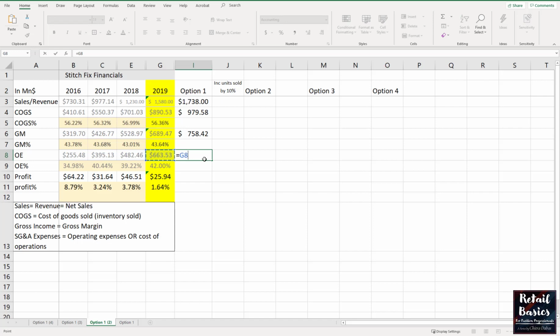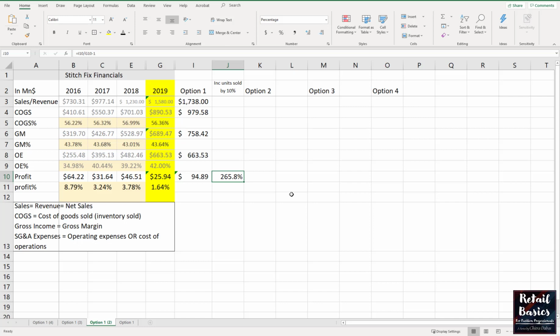Here what we are saying is that keeping the same cost of operations but using the same resources, we plan to sell 10% more. Cost of operations remains the same. The profit becomes equal to gross margin minus operating expenses, and we see it has immediately increased significantly. Forecasted profit divided by last year's profit, and the increase itself is 265%, which is substantial.